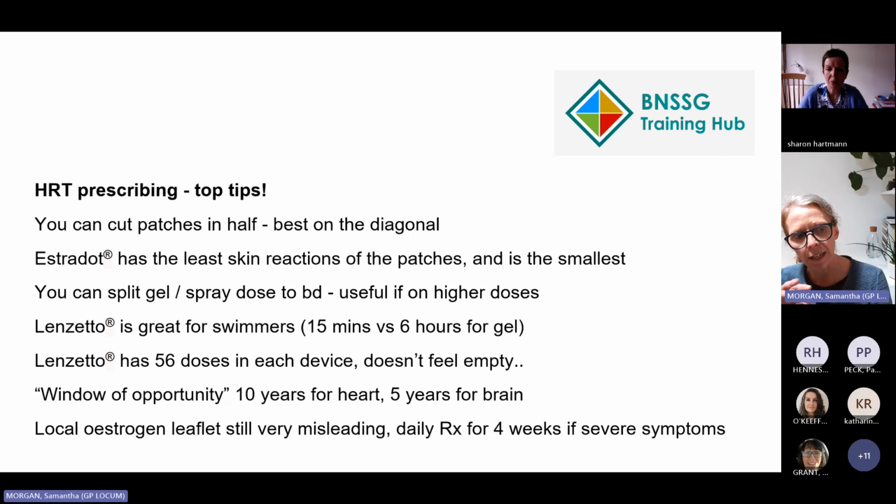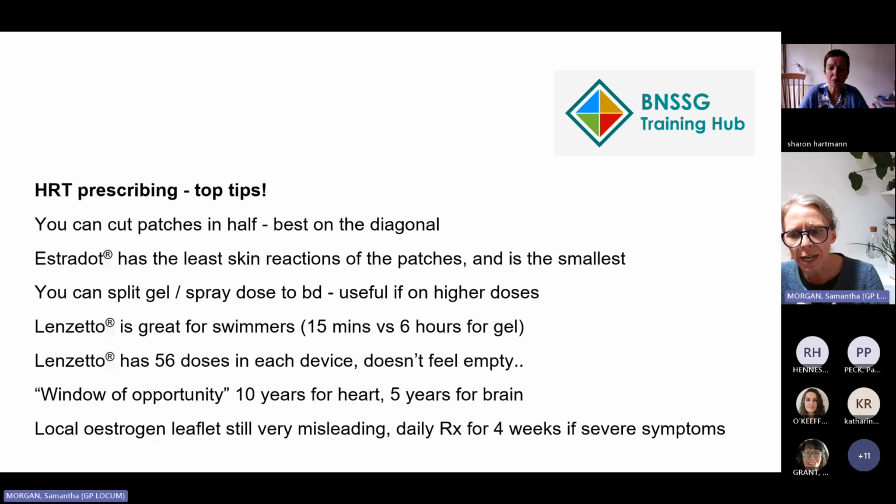You can split a higher gel or spray dose to BD, which can be quite useful because you sometimes run out of body to be applying it to, if you're using it all at the same time. Lenzetto is great for swimmers. You can swim after only 15 minutes versus 6 hours for the gel, so that's helpful. As we said, Lenzetto doesn't feel empty. It has a tick chart on it to count down those 56 doses.